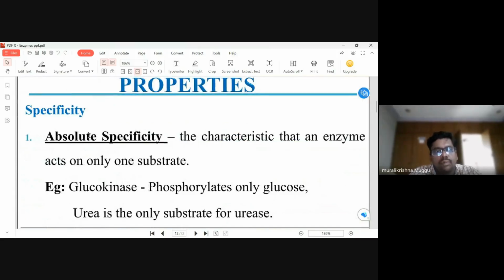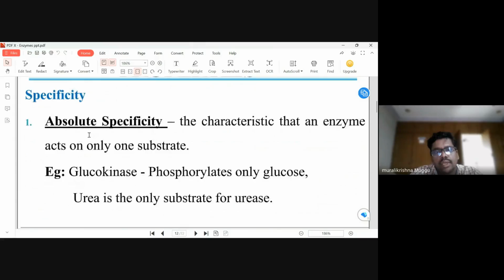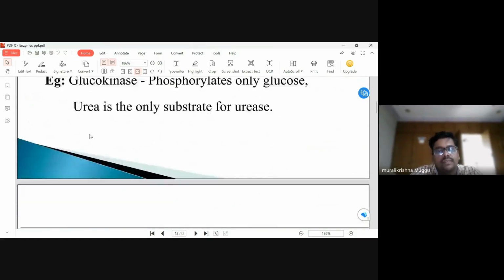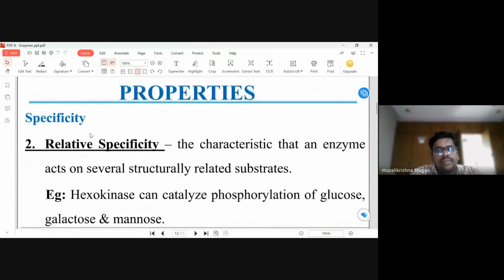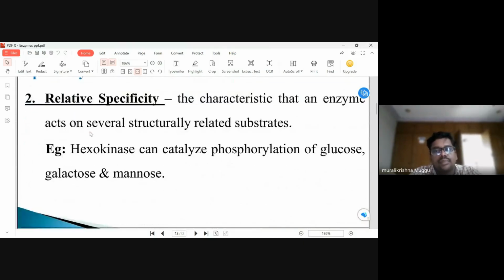What are the enzyme properties? Absolute specificity is the characteristic that an enzyme acts on only one substrate. For example, glucokinase, which is also called hexokinase, phosphorylates only glucose. Urea is the only substrate for urease. Relative specificity is the characteristic that an enzyme acts on several structurally related substrates. Hexokinase can catalyze phosphorylation of glucose, galactose, and mannose.